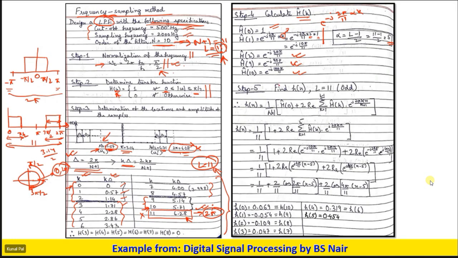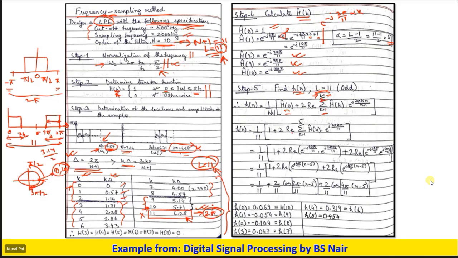Then we have step 5. Find hn when L is equal to 11. Herein we have hn equals 1 by n plus 1 times H cap 0 plus 2 of real of summation of k equals 1 to L minus 1, H cap k e to the power j 2 pi kn by n plus 1. Here it is L minus 1. Sorry, L minus 1 by 2.